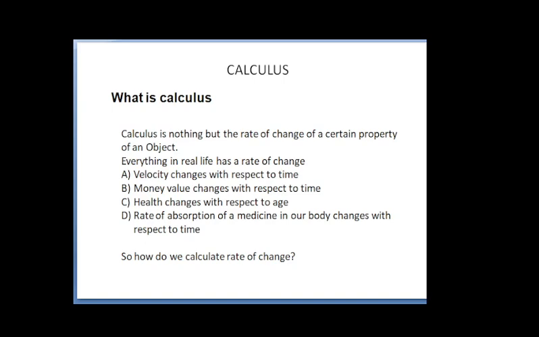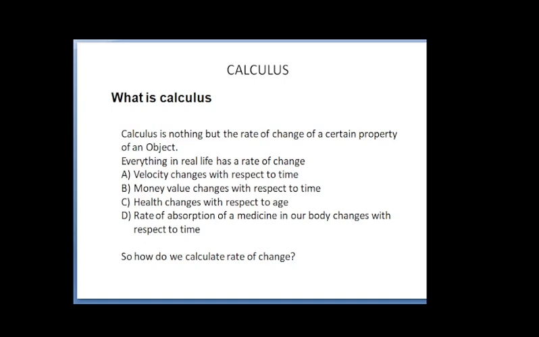So how do we calculate this rate of change for each and every quantity, like velocity, money? How do we calculate the rate of absorption? How do we check our health, which changes with respect to age?